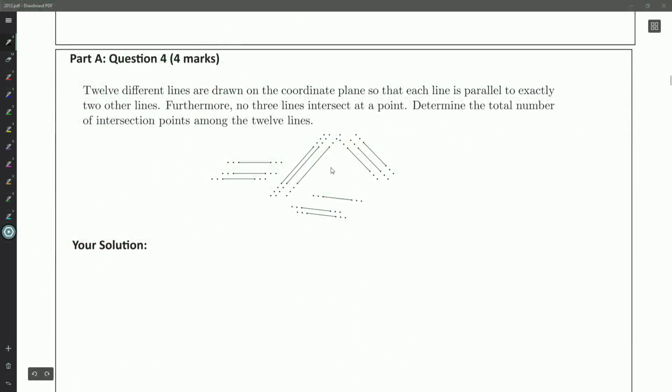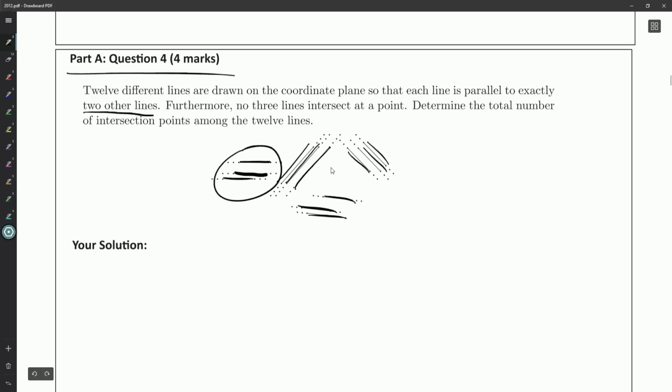Root Beer here with A4 on our 2012 Canadian Open Contest. 12 different lines are drawn on the coordinate plane so that each line is parallel to exactly two other lines. So here we've got a line parallel to two others. Kind of nice. But we only get groups of three that are parallel to each other. You can't have four lines that are parallel to each other.